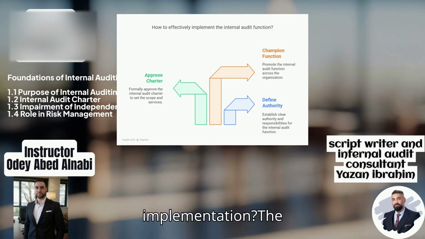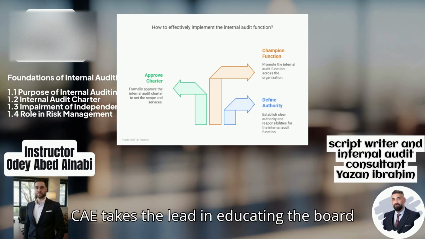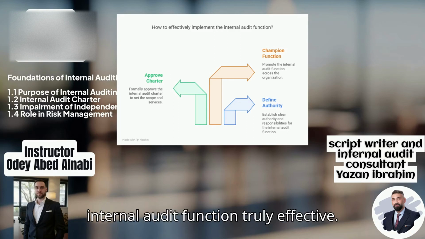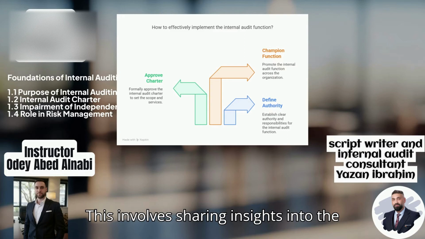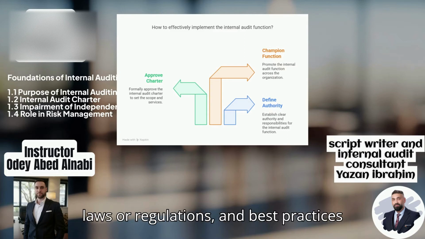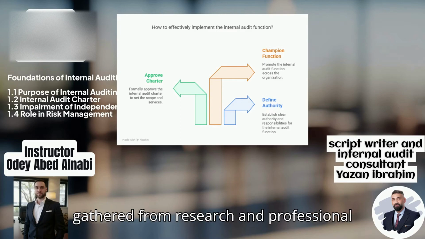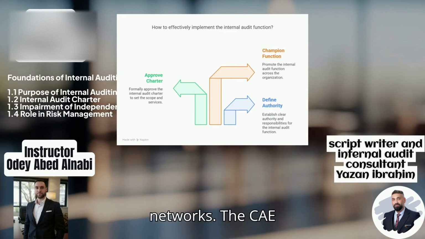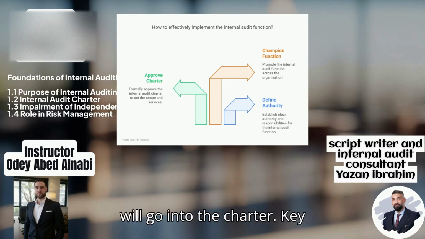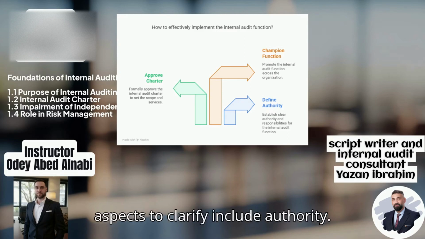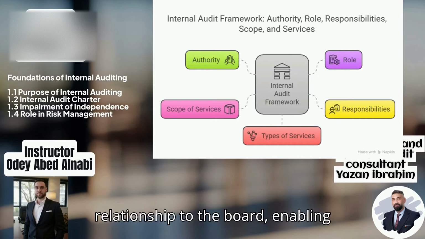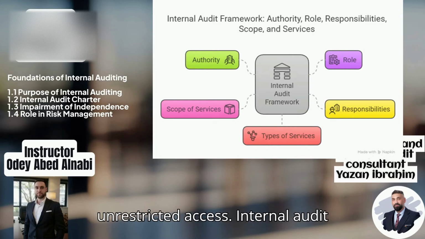How does this work in implementation? The CAE takes the lead in educating the board and senior management about what makes an internal audit function truly effective. This involves sharing insights into the global internal audit standards, relevant laws or regulations, and best practices gathered from research and professional networks. The CAE facilitates discussions around the mandate and other critical elements that will go into the charter. Key aspects to clarify include authority. This stems from that direct reporting relationship to the board, enabling unrestricted access.